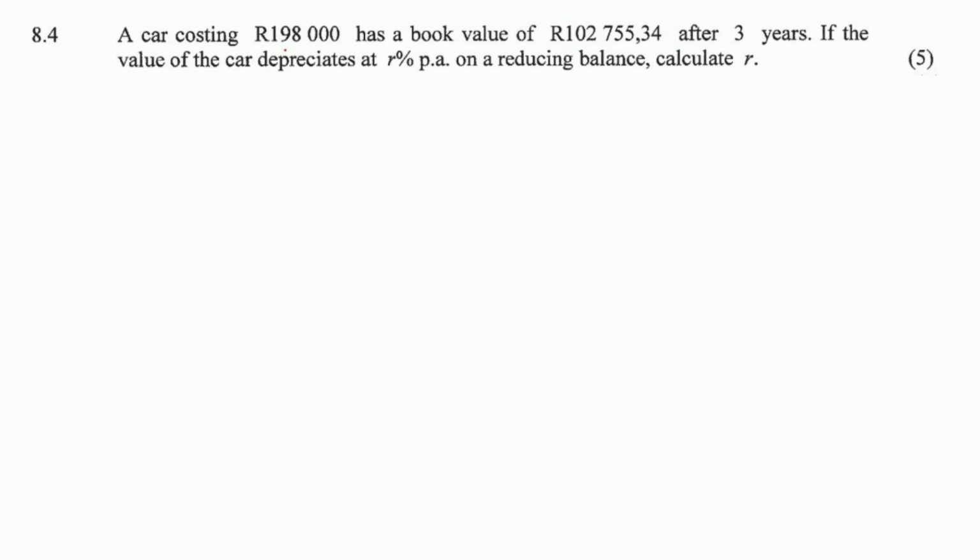It says if the value of the car depreciates, which means becomes less, at R% each year, calculate R. So because it's a depreciation, we're going to use this formula. We're just going to use a minus because it's becoming less. Now, be careful. A lot of students always want to put the bigger number here. But you must remember what A means. A is the final and P is the start.